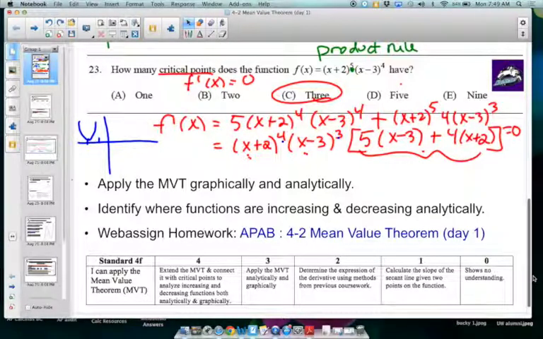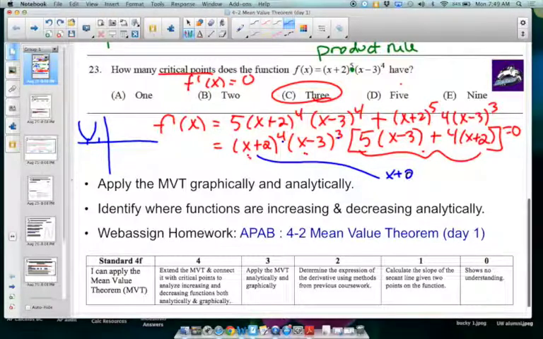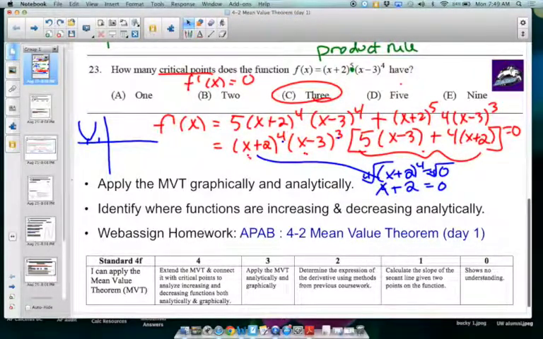Okay. So for instance, we would take this and say x plus 2 to the 4th power equals 0. Right? We take the 4th root of this and the 4th root of this, so that ends up being x plus 2 equals 0. So it only gives you one unique critical point. Okay?